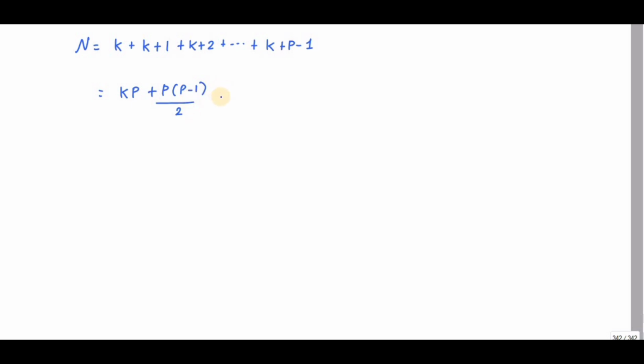So this is equal to kp plus p square divided by 2. Since p is greater than 1, and here p represents the last stage, right? Since p is also greater than k, I can write this as equal to p square divided by 2, and therefore 2n is equal to p square. So p is equal to root of 2n.